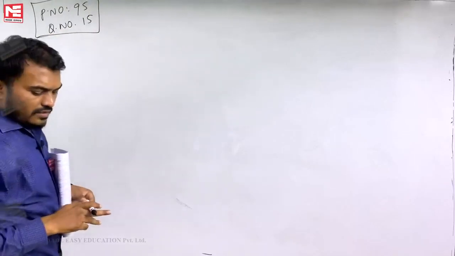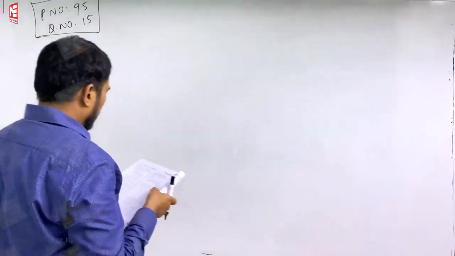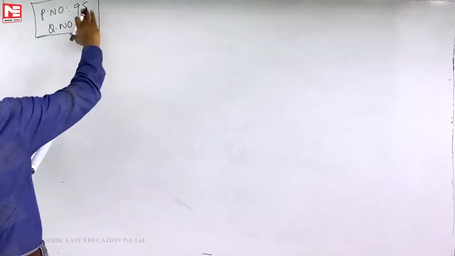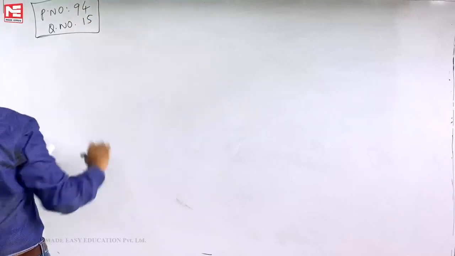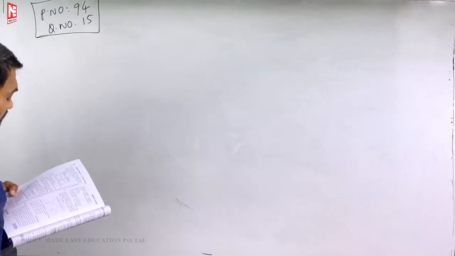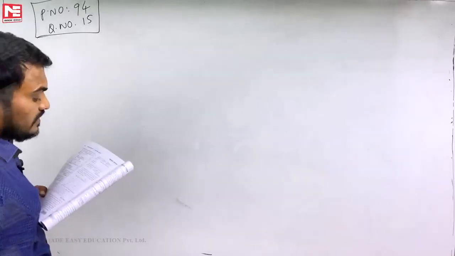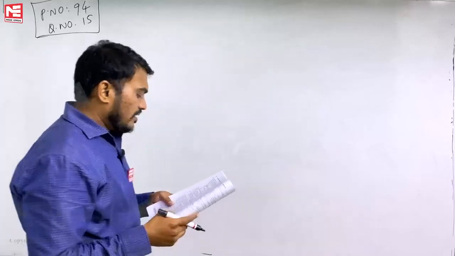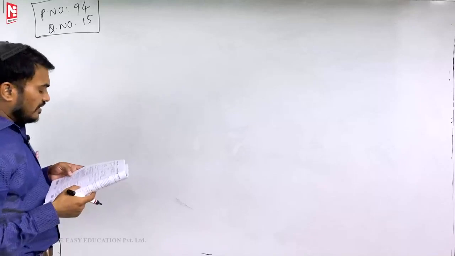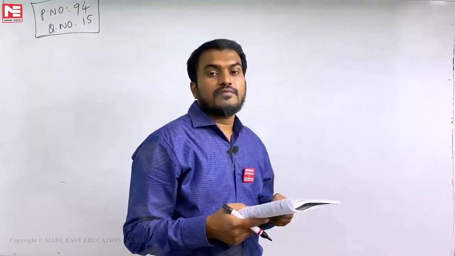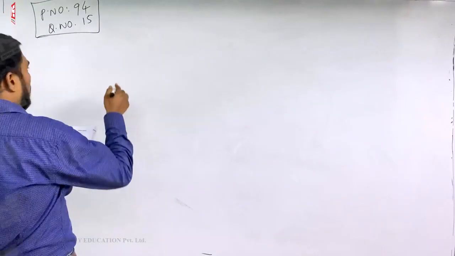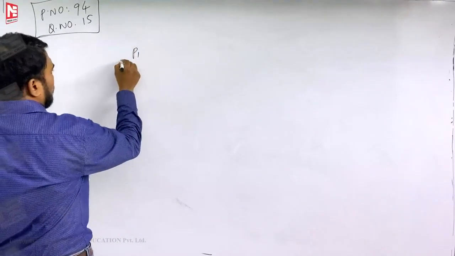That question we are going to discuss. Oh, page number 94, sorry, I said 94 and wrote 95. Fine, sorry. So page number 94, question number 15, operating system workbook. Read the question and solve by yourself. Meanwhile I will write the question here. Read the question properly and solve.